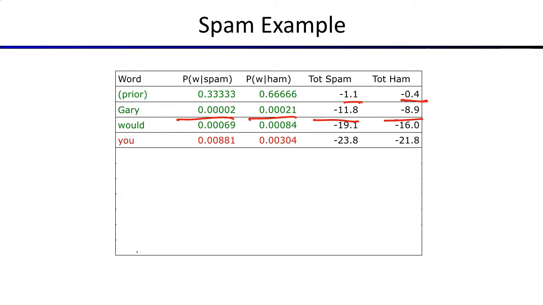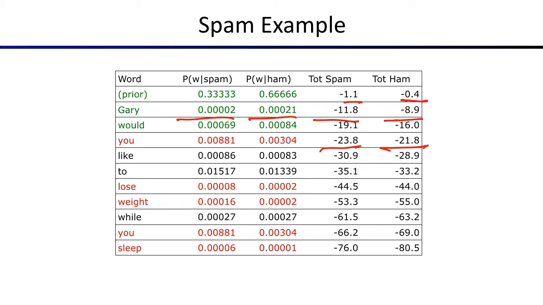Next word is "you." "You" is more likely to be associated with spam than ham. So the change in spam is smaller than the change in the ham number over here, but we've still seen enough evidence for ham that we still think this email is going to be ham overall. But we're going to read the rest of this email, and it's going to say, "Gary, would you like to lose weight while you sleep?"